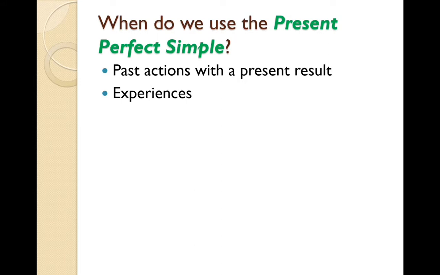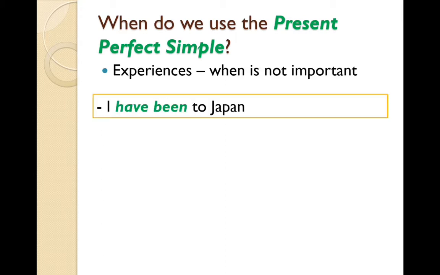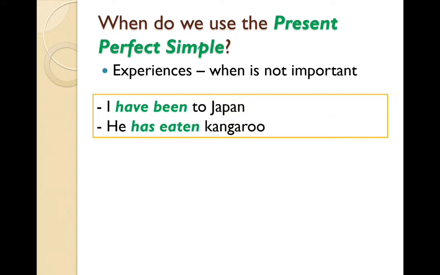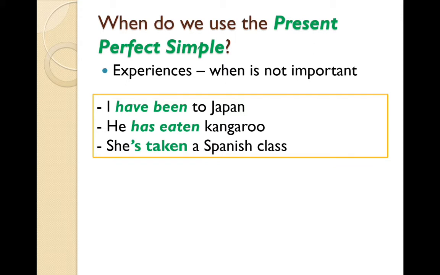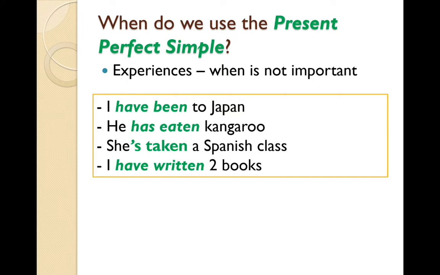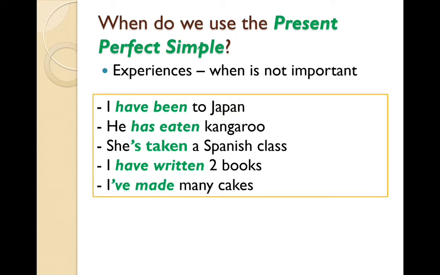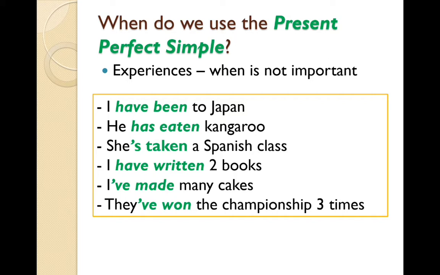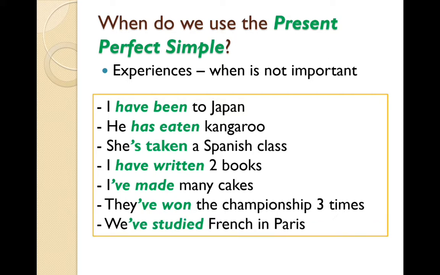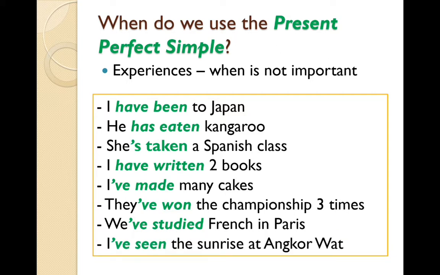We also use the present perfect simple tense to talk about experiences, and when is not important. I have been to Japan. He has eaten kangaroo. She's taken a Spanish class. I have written 2 books. I've made many cakes. They've won the championship 3 times. We've studied French in Paris. I've seen the sunrise at Angkor Wat.